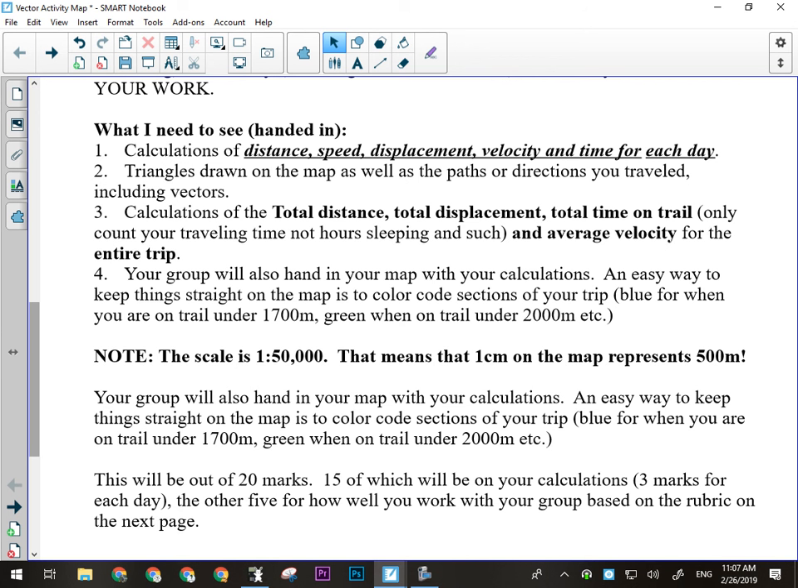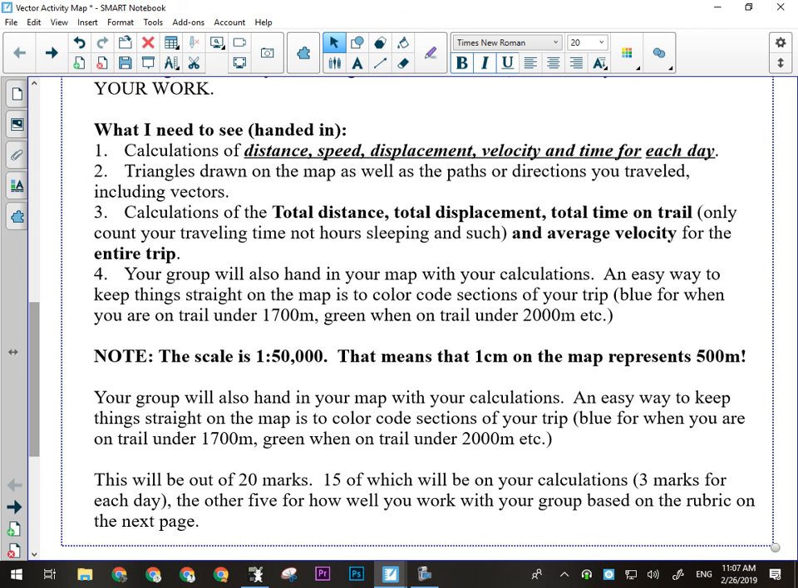So calculations of those things: triangles drawn on the map and the paths you followed. Calculations of total distance, total displacement, total time on trail, and average velocity for the entire trip. So for each day and the entire trip. Basically, that's just adding everything together, right? So it's not hard.